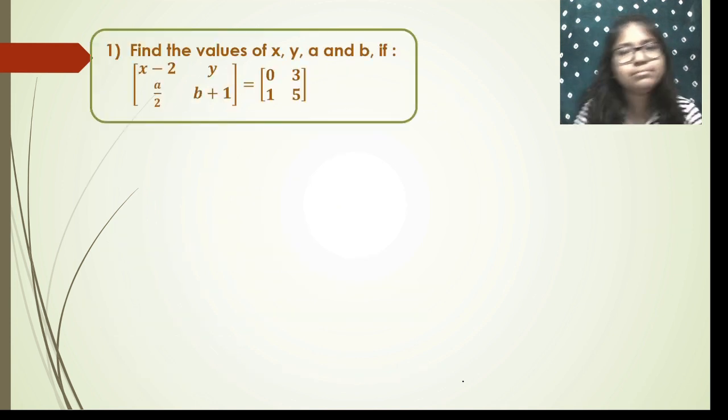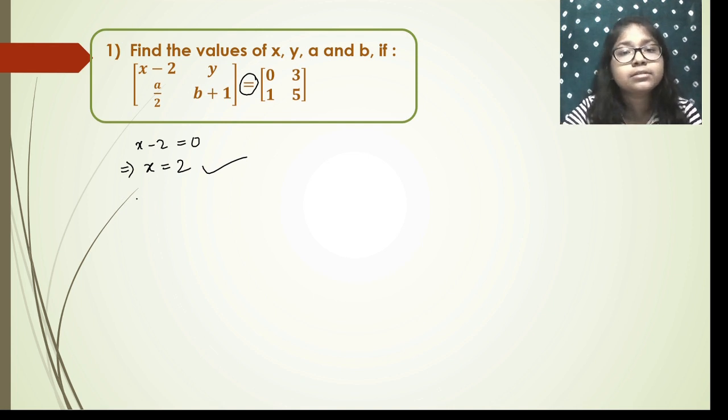Let's do a problem so that the concept gets more clear to you. These two matrices are given equal. So find the value of X, Y, A and B. So elements should also be equal. X minus 2 equals 0. From here, what we are getting? X is 2.